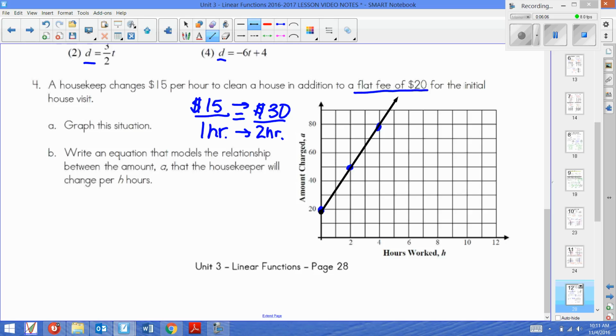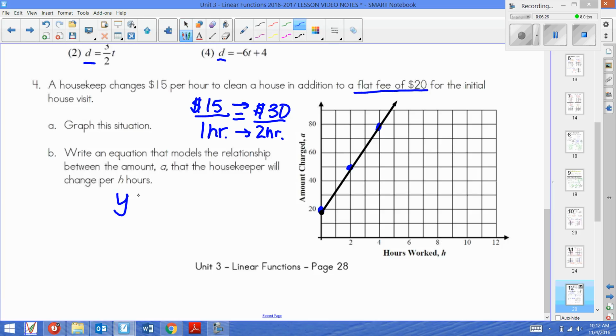Connecting our points together and showing the arrow at the end saying that this relationship will continue forever and ever, until she stops working or he stops working. Now B says write an equation that models this relationship. They gave us some information, which is great.